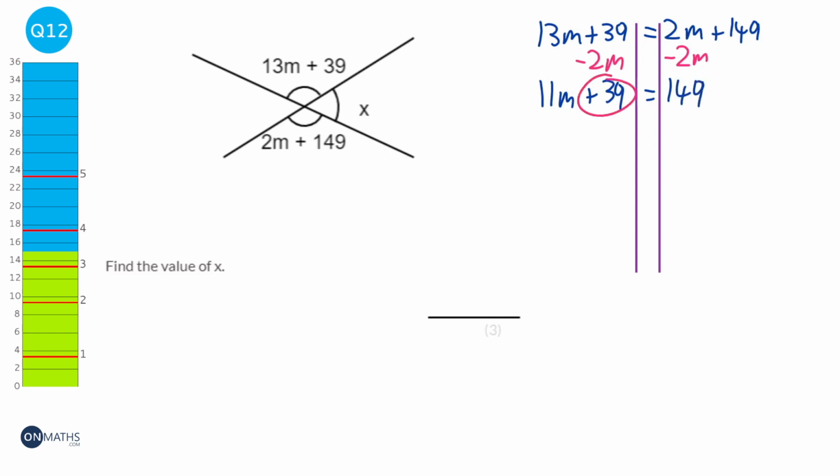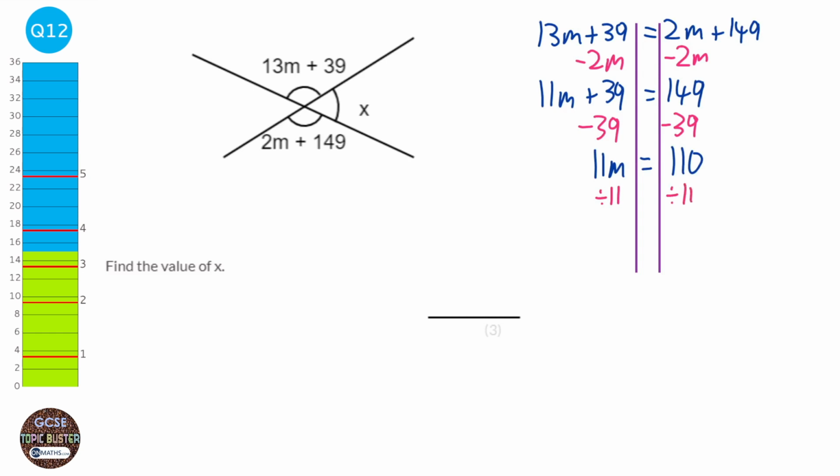Next we're going to remove the number, so take away 39 from both sides, and we've got 11m is equal to 110, and then we're going to divide both sides by 11 to find out what m is. So m therefore equals 10.